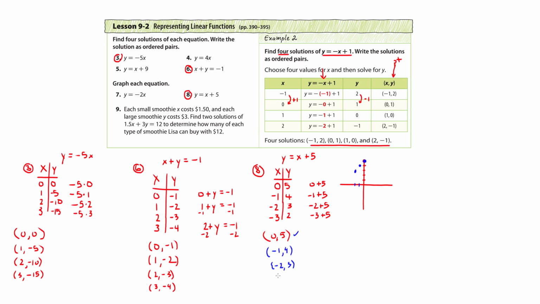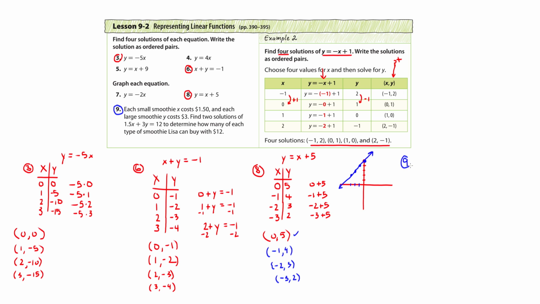And then I have the last one, and again, I technically only need 2, so these are just checking. -3, 2 is left 3 and up 2, and that's right there. And so there we go. I could draw my line through those dots, and you should use a straight edge, unlike me just freehanding that. So there's number 8 worked out. The last one I'll discuss is number 9.